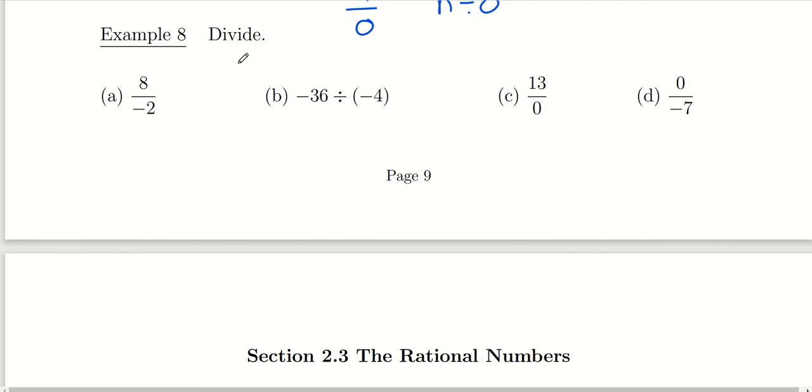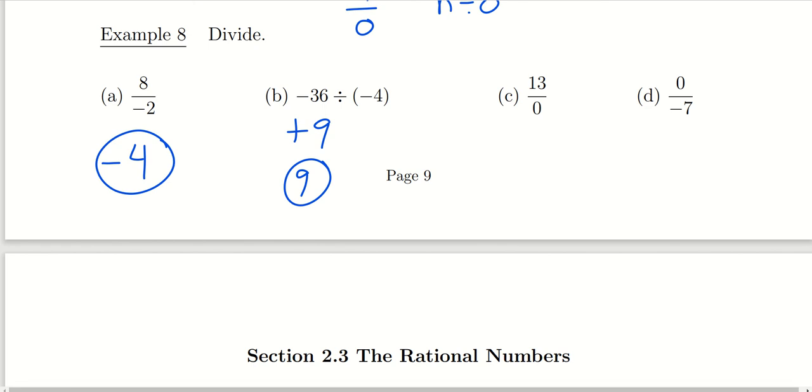Let's take a look at example 8. We want to do 8 divided by negative 2. We're dividing. The signs are different, so the final answer is going to be negative. 8 divided by 2 is 4, so the final answer is negative 4. If we look at part B, negative 36 divided by negative 4, we're dividing. The signs are the same, so the answer is going to be positive. 36 divided by 4 is 9. So the final answer is positive 9.